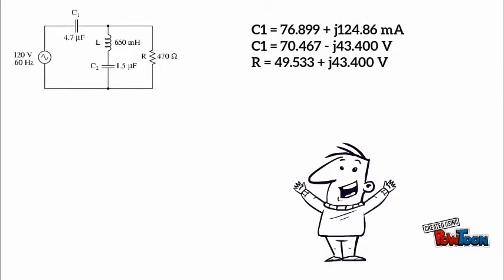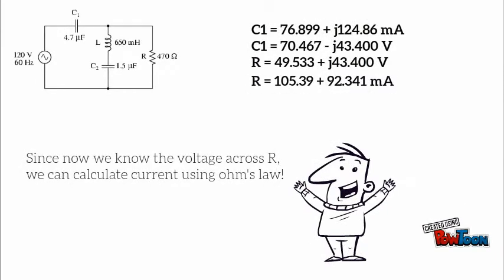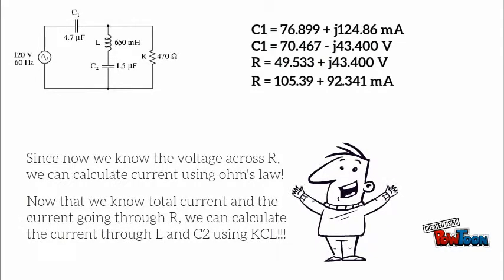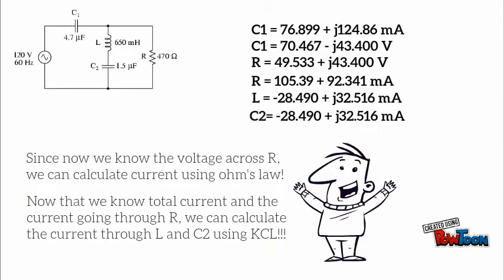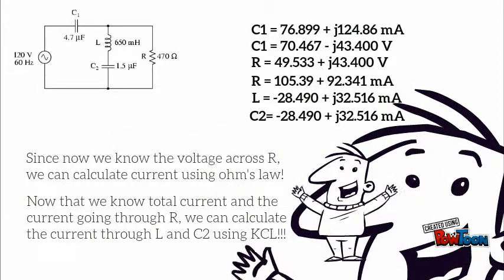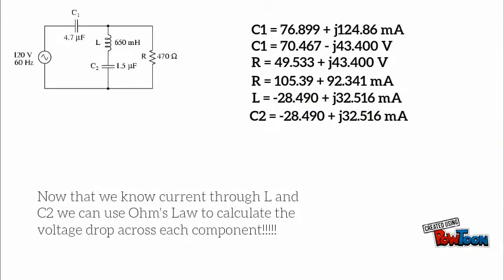Now that we know the voltage across R, using Ohm's law, we can calculate the current going through R. And then, using Kirchhoff's current law, we can calculate the current going through L and C too. Finally, we can then calculate the voltage across L and C too using Ohm's law again, V equals IR.